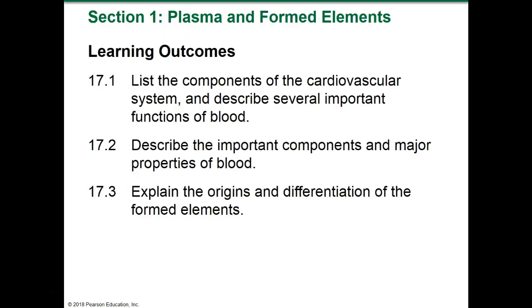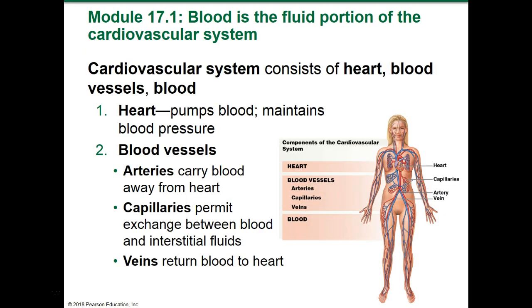So in this chapter, after you're done, you should be able to list the components of the cardiovascular system and describe the several important functions of blood, describe the important components and major properties of blood, and explain the origins and differentiation of the formed elements.